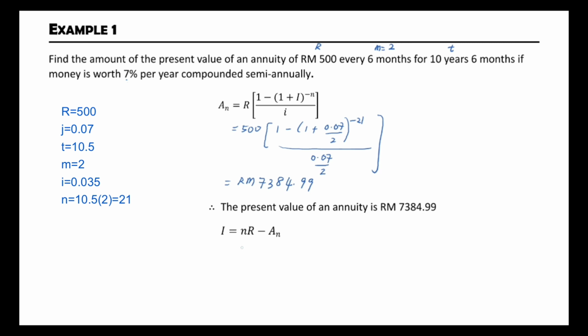Interest equals nR minus A_n, where n is 21, R is 500, minus the annuity 7,384.99, equals RM 3,115.01. So the interest charge is RM 3,115 with 1 cent.